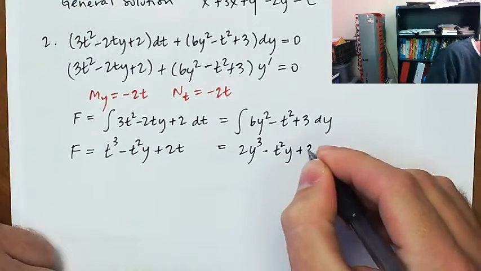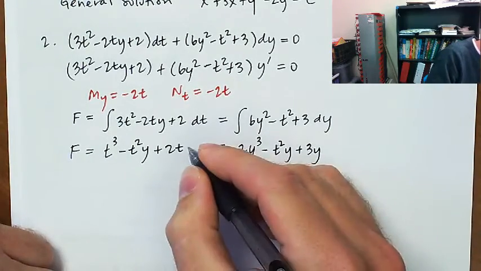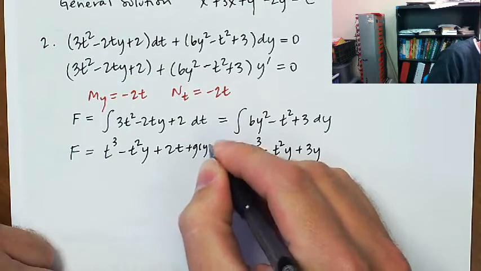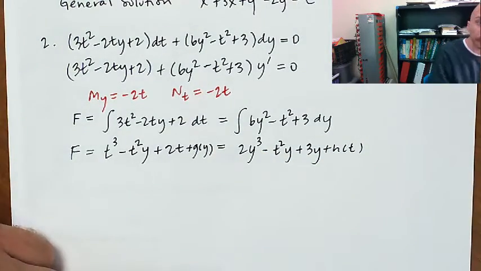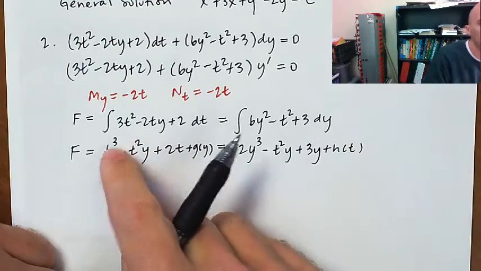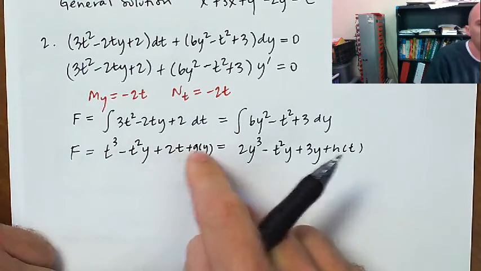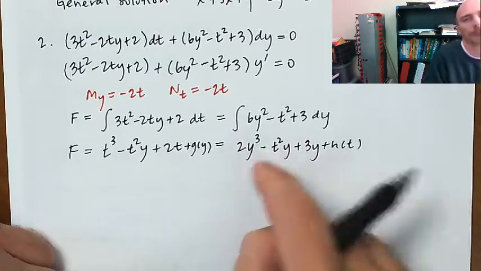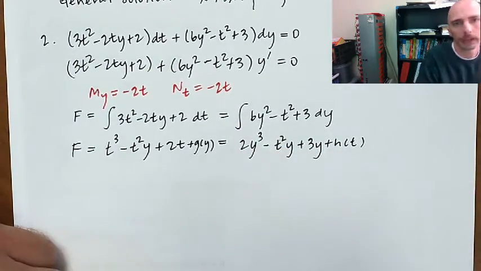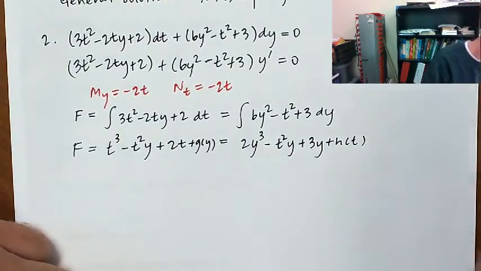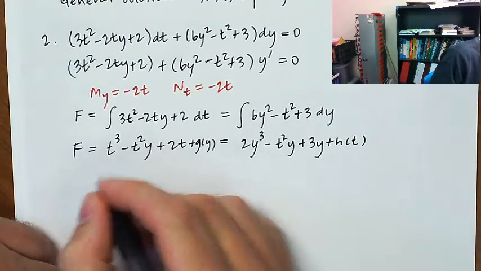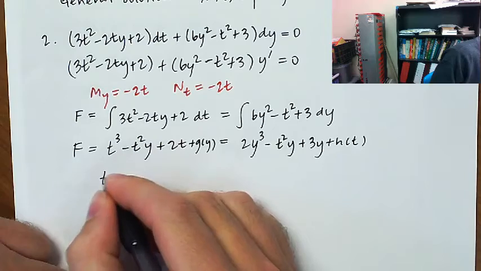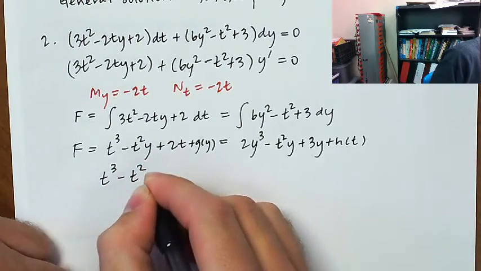Okay, plus 3y. And then this could maybe have some function of y, and this could have some function of t, and I'm going to see, do I have a function of t over here? Yes, t to the 3 plus 2t. Do I have a function of y? Yes. Since I'm seeing it over here, I know there's not anything else that I'm missing, right? So my actual implicit solution is going to be t to the 3rd minus t to the 2y.